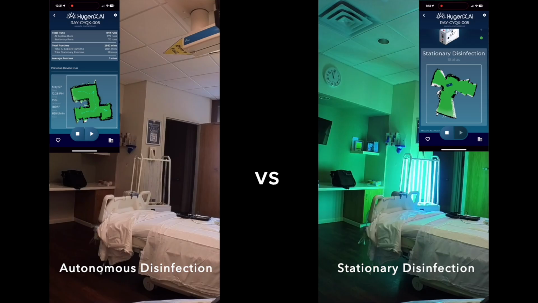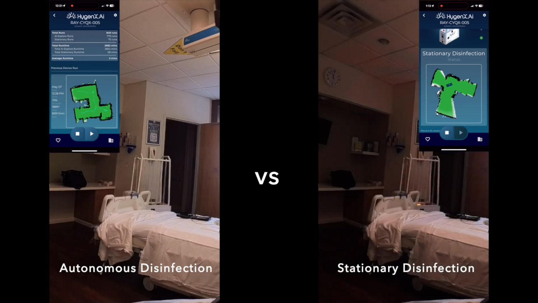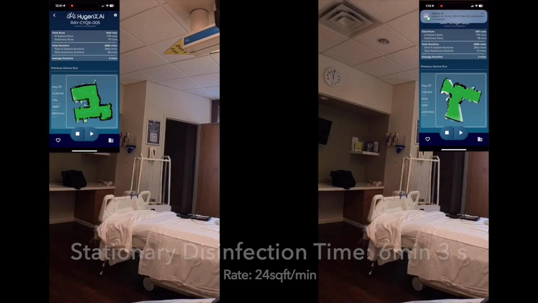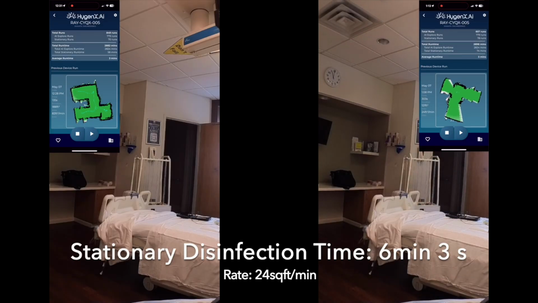The extra time we're now seeing from the stationary device is demonstrating how the effectiveness of UV light quickly drops with distance. Finally, our stationary disinfection is now complete, taking a total of 6 minutes and 3 seconds.